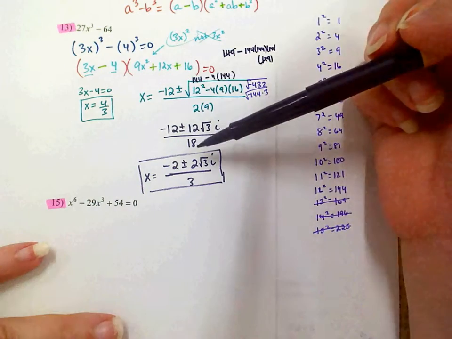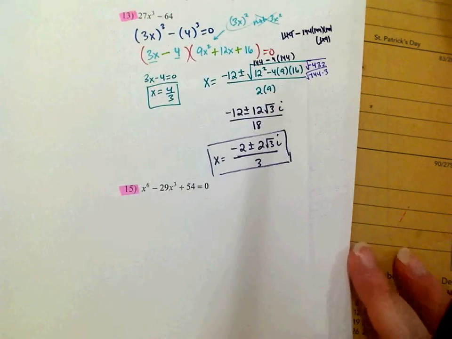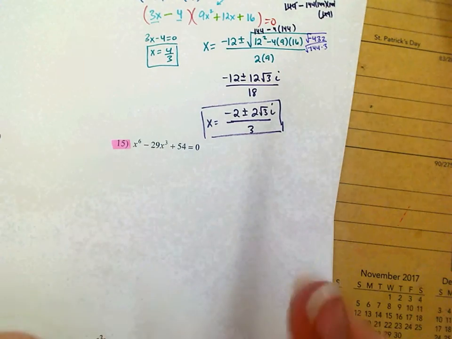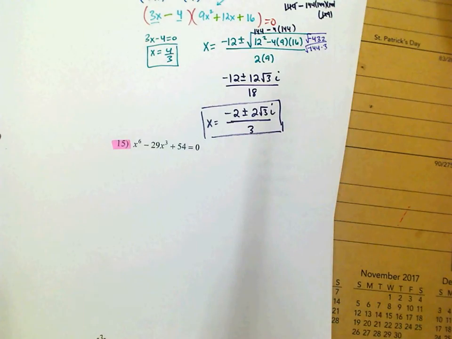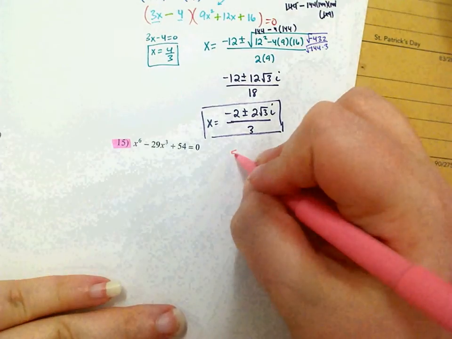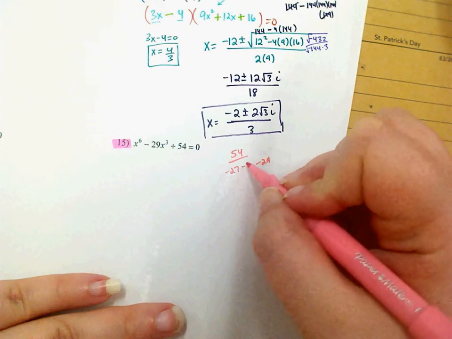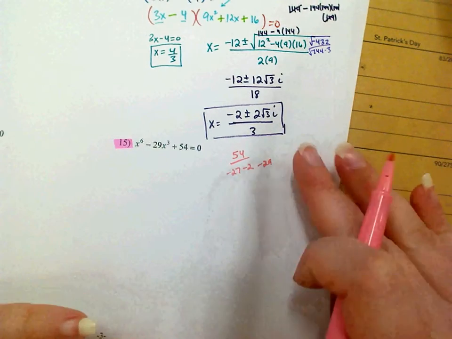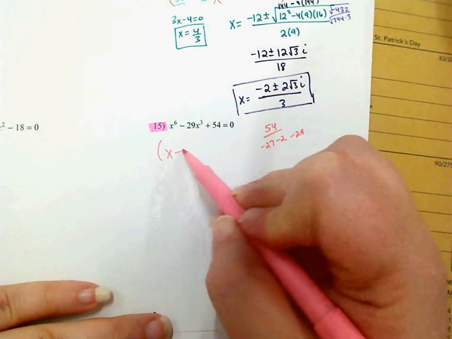Okay. Number 15. Number 15 is in quadratic form, so what I have to do is factor it as if it was a quadratic, but then remember the powers. So, okay, I'm looking for the factors of 54 that add up to negative 29, and they are negative 27 and negative 2. So, normally I would write x minus 27 and x minus 2.